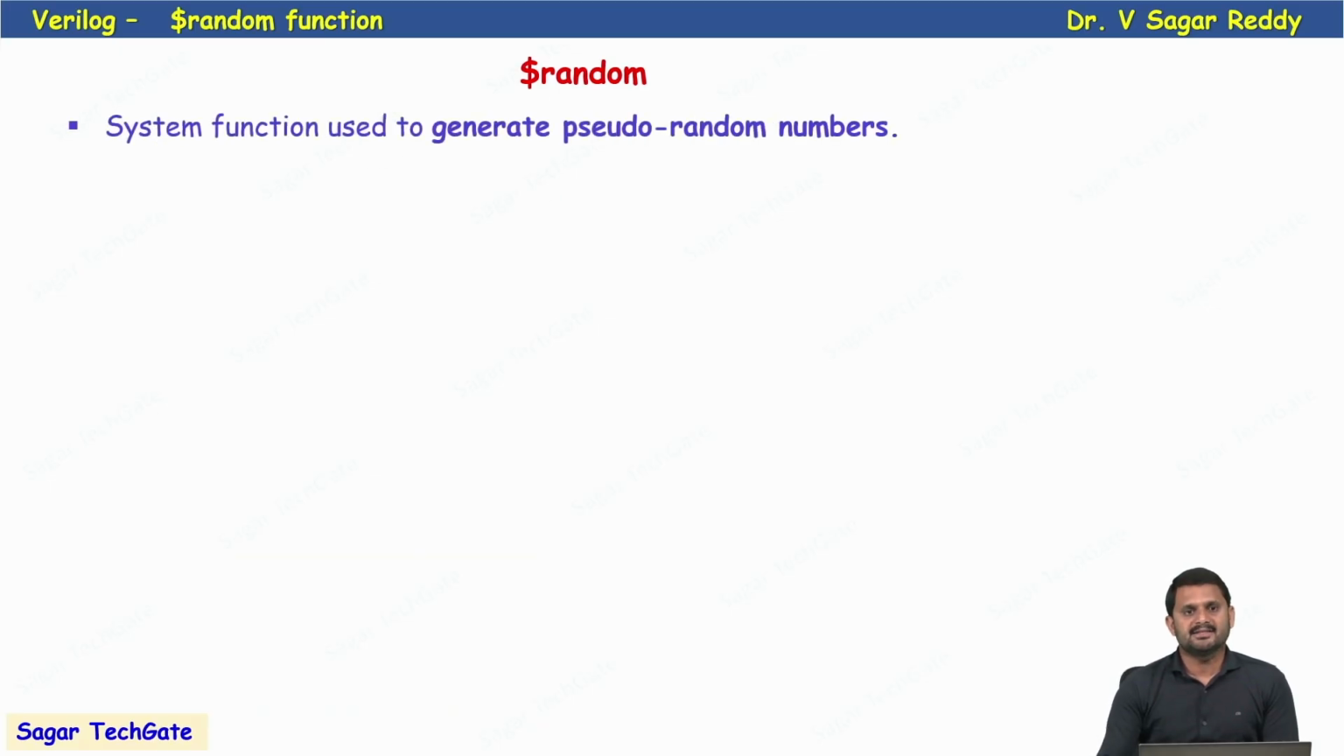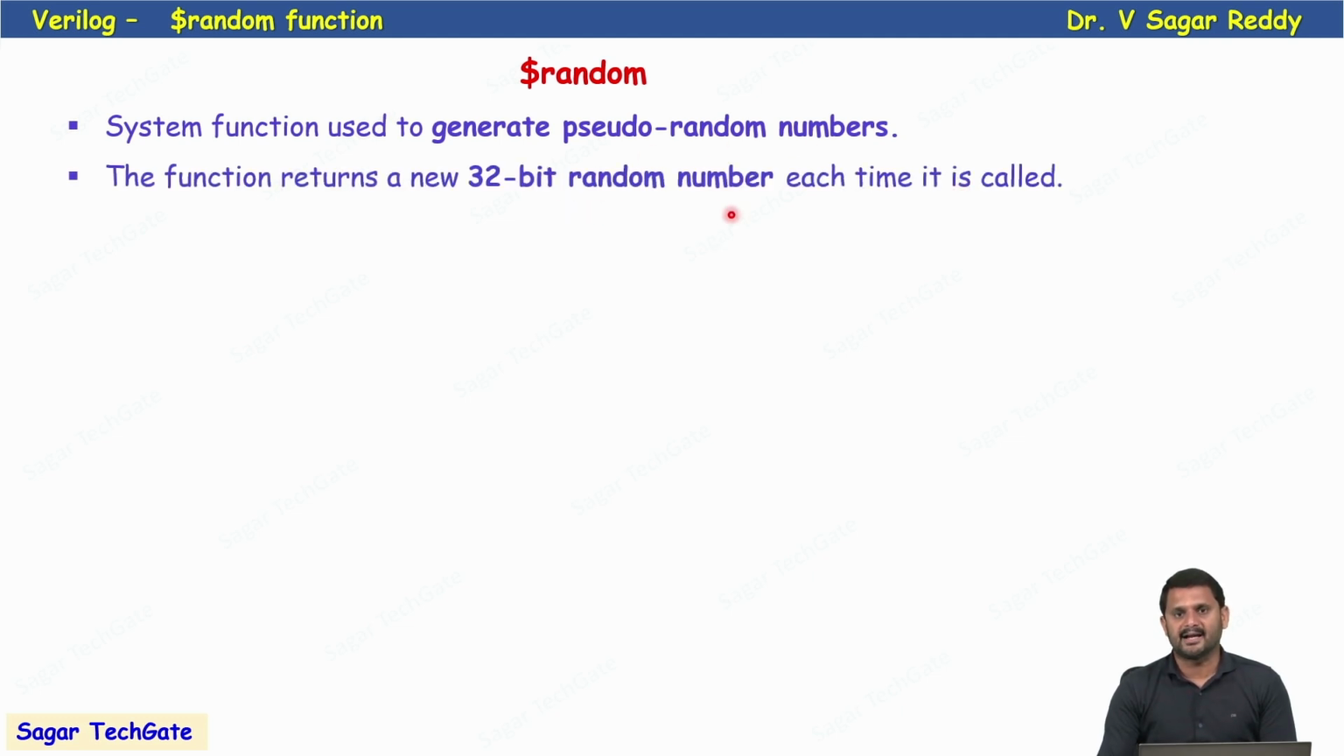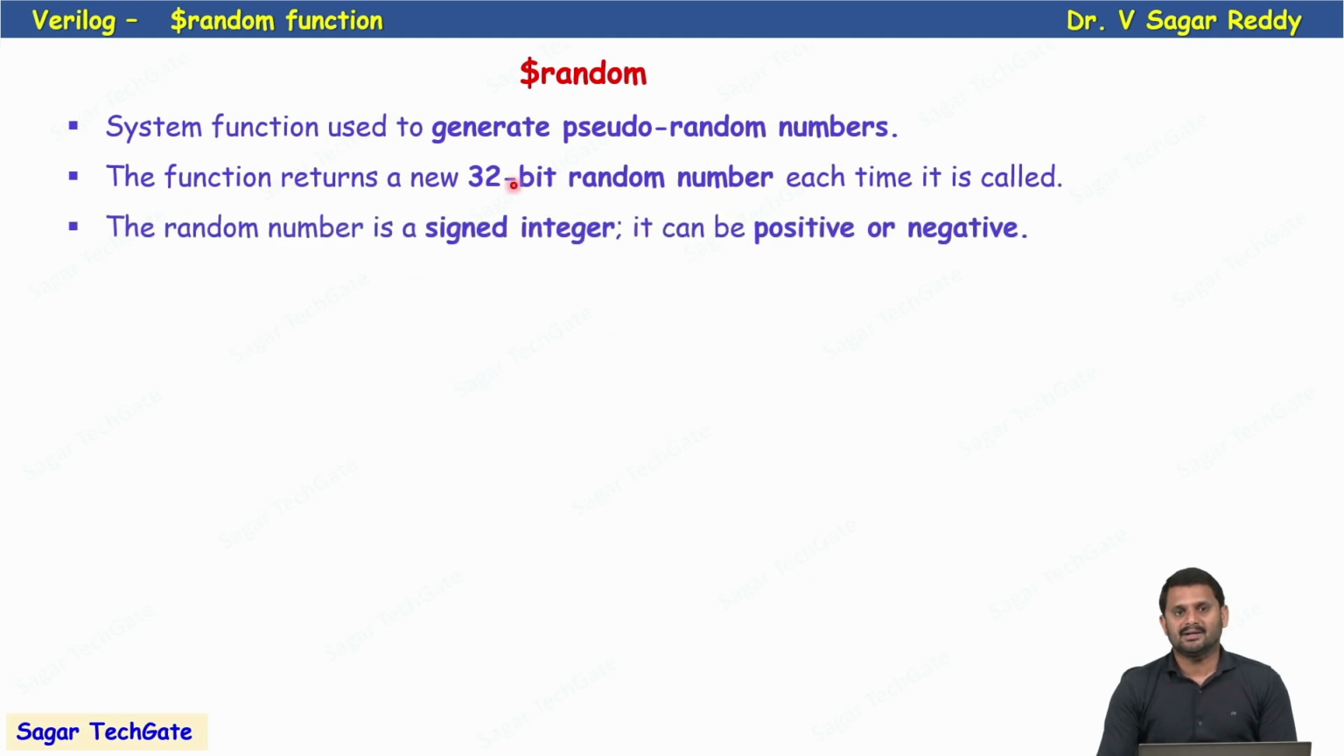So $random is a system function used to generate pseudo random numbers. Especially in the test bench, if you want to generate some random numbers, we use this $random system function. It returns a 32-bit random number whenever it is called. That number is a signed integer, so it can be positive or negative.